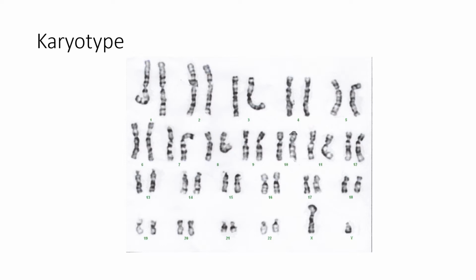Here's a karyotype, and as I said, they're arranged in order. Number 1 is the largest, and you can see that these are in pairs. We call these homologous pairs. One of those chromosomes is maternal from the mother, the other is paternal from the father. The last two chromosomes down here that you see are X and Y, so this would be a male.